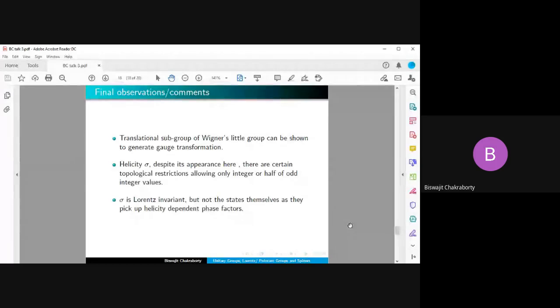So when neutrinos were massless, before the tiny mass of neutrinos was detected, neutrinos were thought to be described by Weyl spinors, and their helicity states were plus half and minus half. For neutrinos it was minus half, and for anti-neutrinos plus half. And as I said, sigma is Lorentz invariant, but not the states themselves, so they pick up phases as expected. Let's go to the next slide.